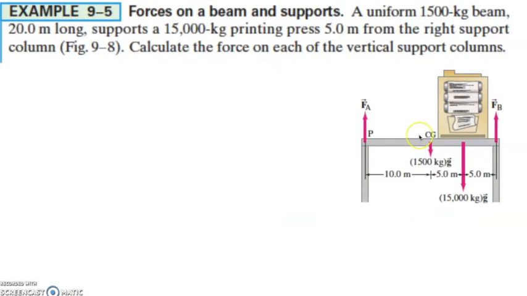And then this is the example from earlier. We have a uniform beam of 1,500 kilograms that supports a printing press of 15,000 kilograms. It's 5 meters from the right support column, so this is 5 meters from here. We want to find the force on each of these vertical support columns.